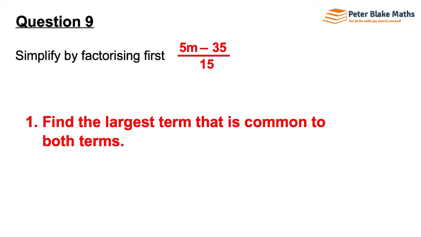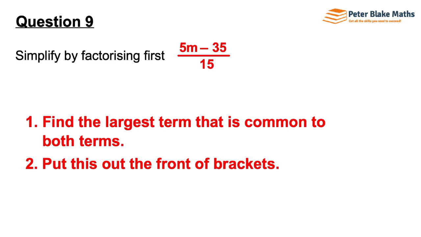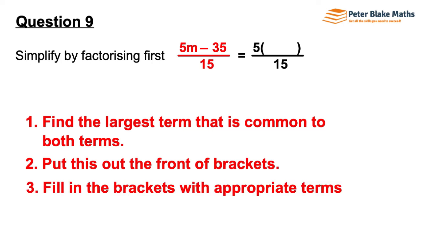The largest thing that can go into 5m and minus 35, we want to put that out in front of the brackets, that largest term. So 5 can go into each of those. So we'll look to have 5 out the front of the brackets, and we can write that 15 down the bottom straight away there. We ask ourselves to fill in the brackets with appropriate terms. What have we got to multiply 5 by to make 5m? We'll need an m in the first part of the bracket. Then we ask, what do we multiply 5 by to get minus 35? We'd need a minus and a 7. Alright, so we've factorised the top there.